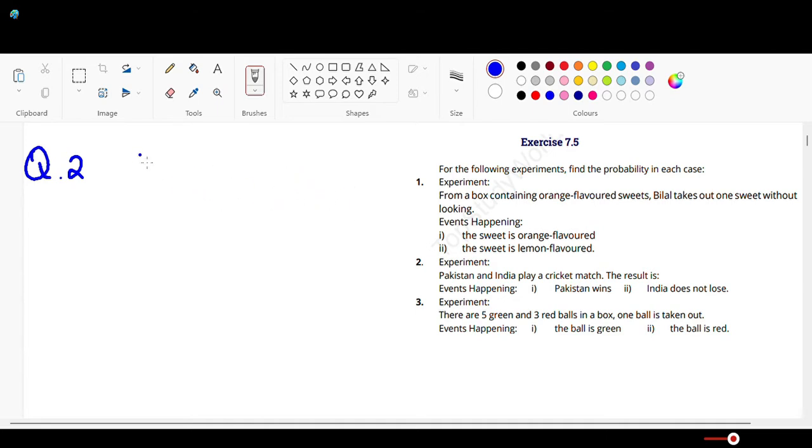So it's Pakistan versus India, and they're playing a cricket match. First of all, what is S? What is our sample set? What will S be equal to? Well, if you look at it, there are two teams playing, so there are three possibilities. Now you might ask, three? What do you mean?